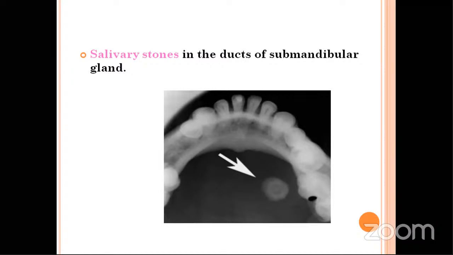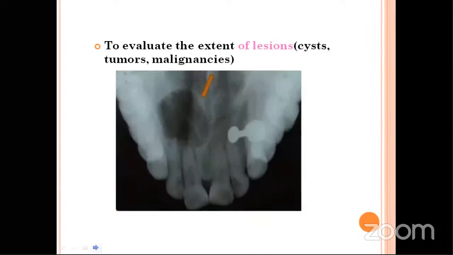So we can reduce the exposure to 1/2 or 1/3. Okay, and it is also used to evaluate the extent of the lesion. In this radiograph you can see a lesion, an artifact due to not removing the foreign objects, and this is a cyst.